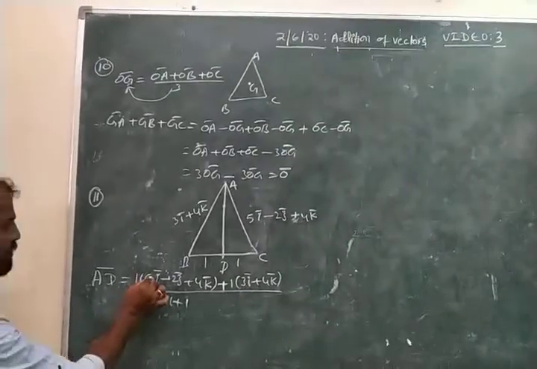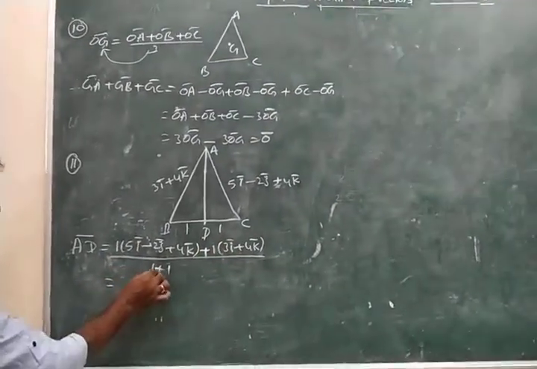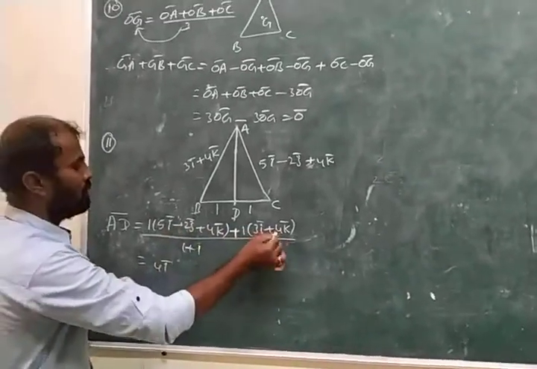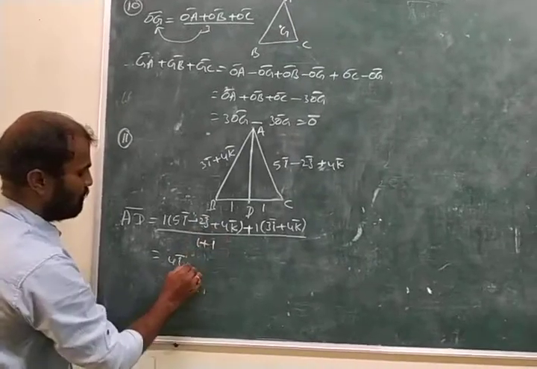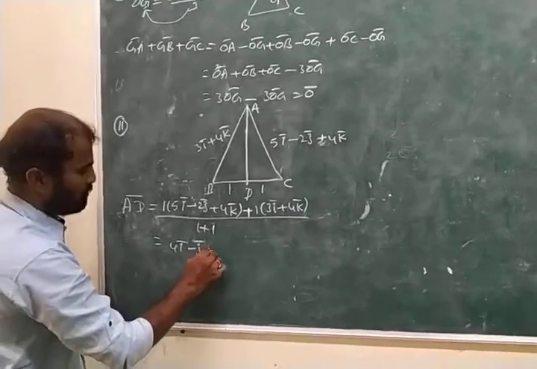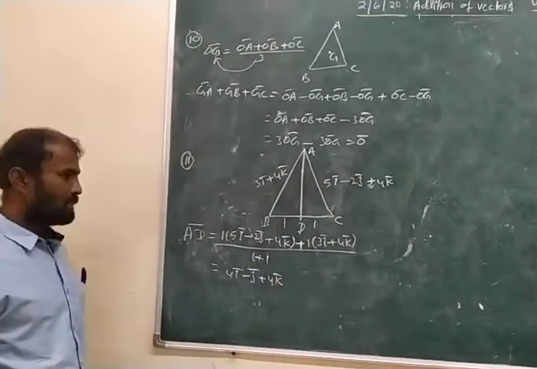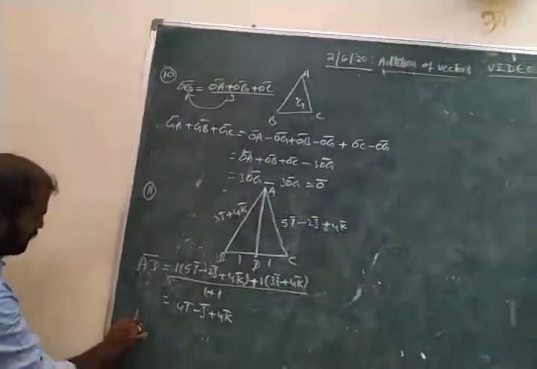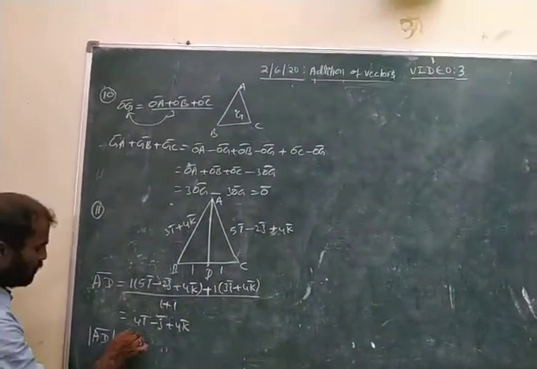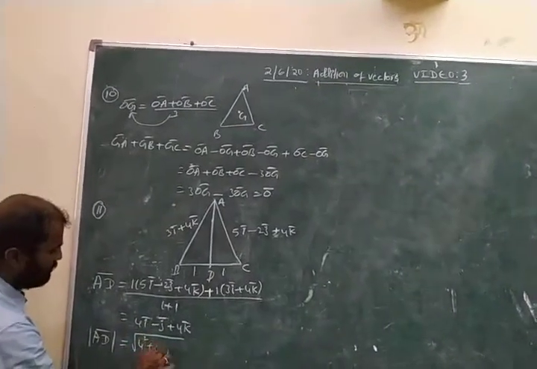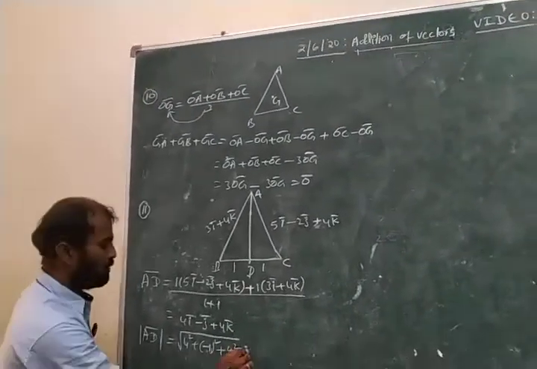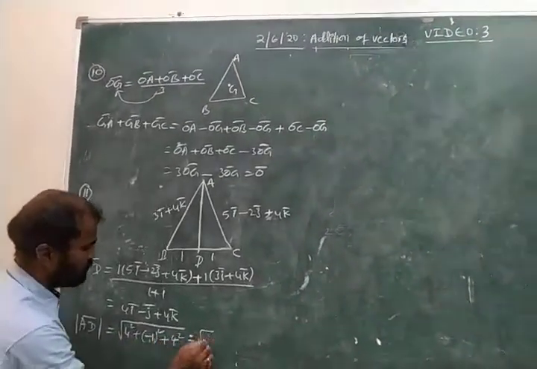By simplifying, 5i bar plus 3i bar is 8i bar, by 2 is 4i bar. Minus 2j bar by 2 is minus j bar. Next, 4k bar plus 4k bar is 8k bar, by 2 means 4k bar. Now what is the length of the median to A? Here the median is AD. The length of the median AD bar is equal to root over 4 square plus minus 1 whole square plus 4 square. That is root over 16 plus 1 plus 16, which is root 33.